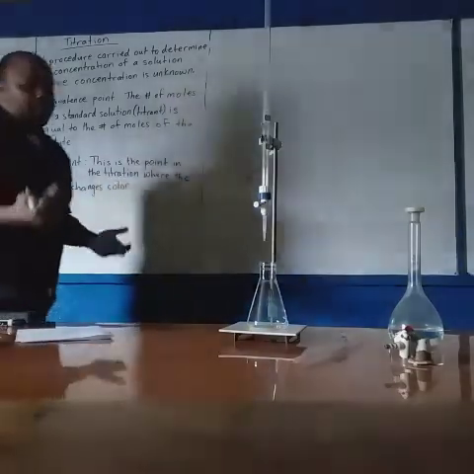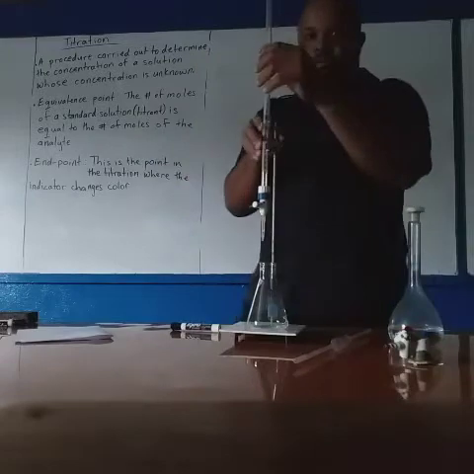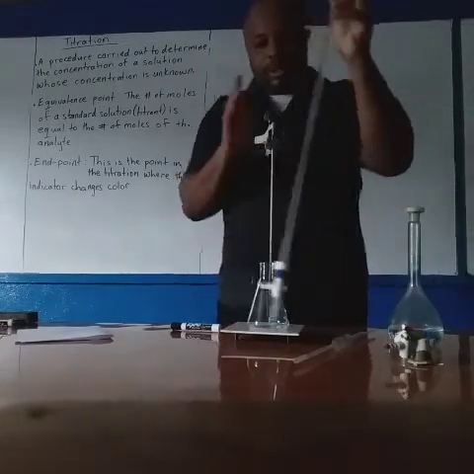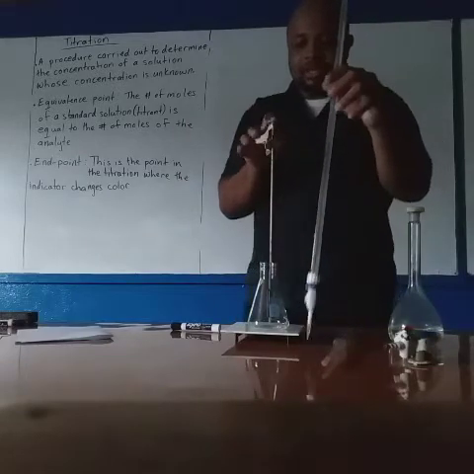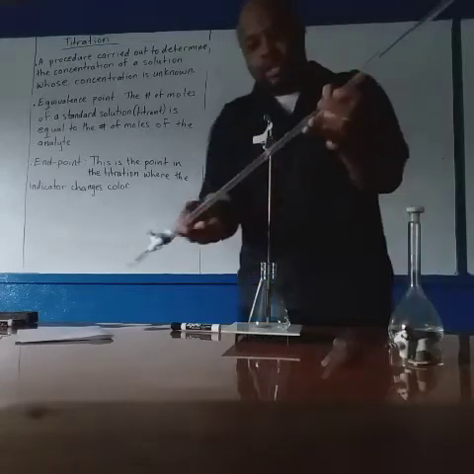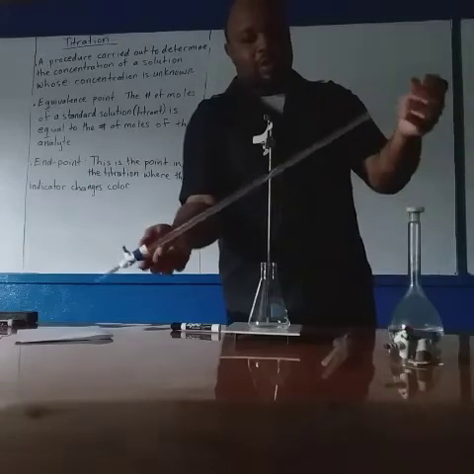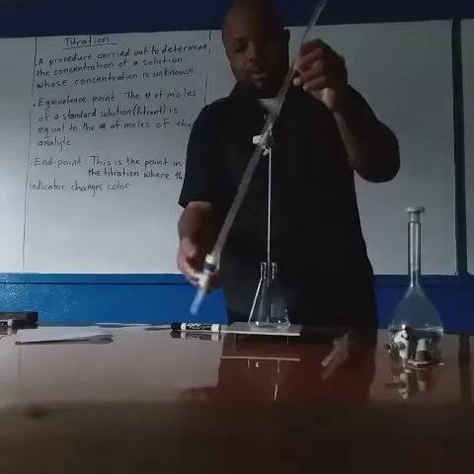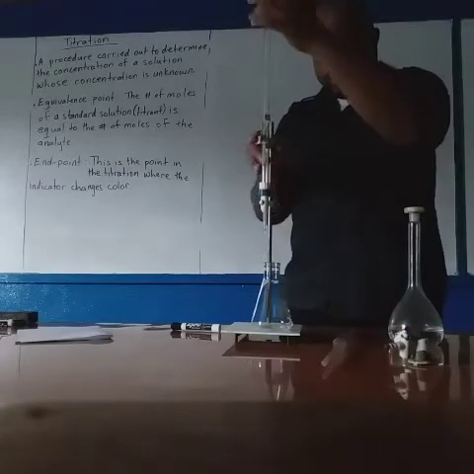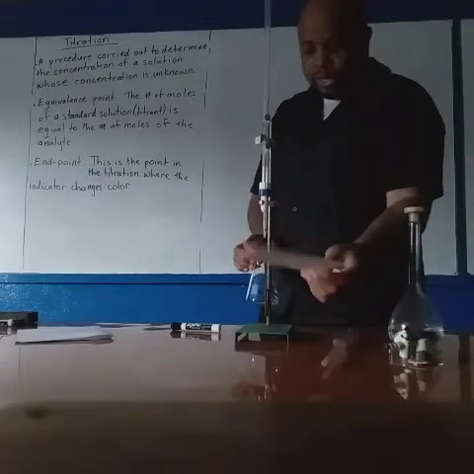Right? So the typical setup for a titration is that you will have this apparatus, which is the burette. Here we have our clamp stand. So the burette will go into the clamp stand. The burette reads from 0 to 50, so it can hold a maximum of 50 cm cube of solution. And this is our conical flask. We have our tile here.